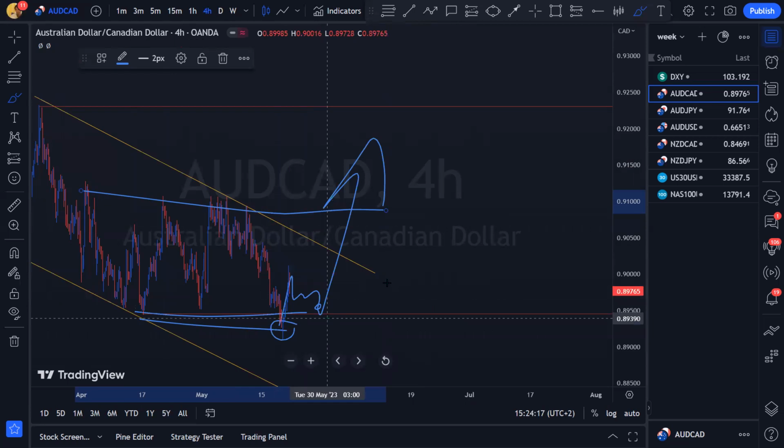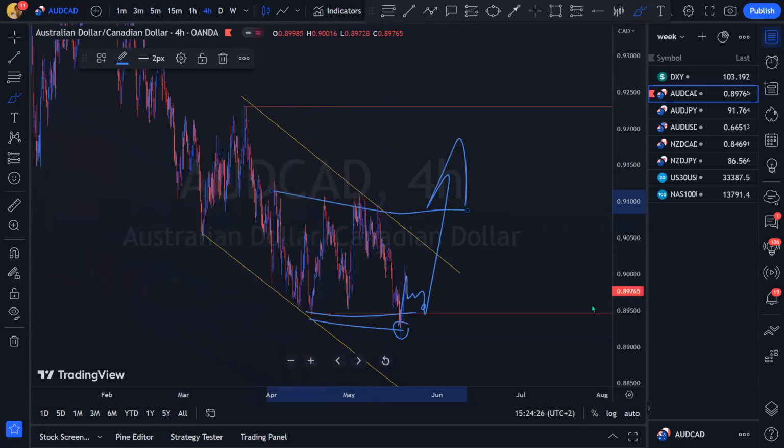Maybe AUDCAD might be a little bit higher on the watch list, because it might be interesting to watch. If we get our setup here, then all well and good. If we don't get our setup here, then cool.